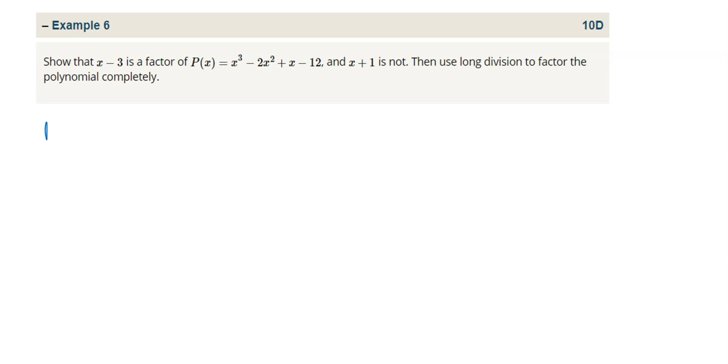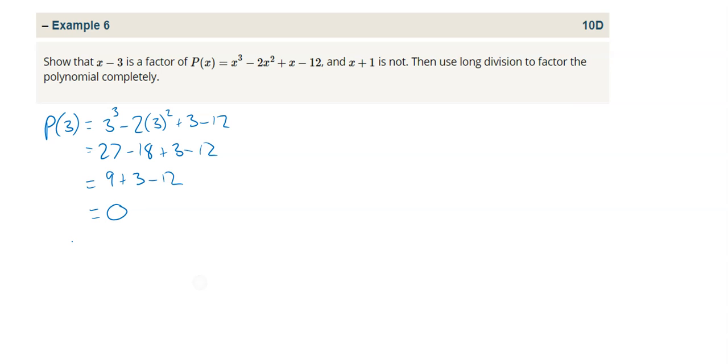P of 3 equals 3 cubed minus 2 times 3 squared plus 3 minus 12. 27 minus 18 gives us 9. 9 plus 3 minus 12, clearly 0. Great. Therefore, x minus 3 is a factor.